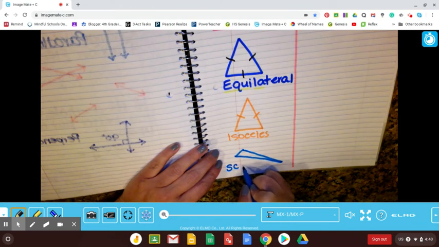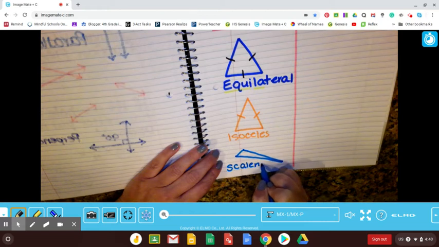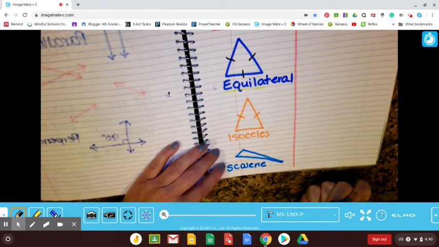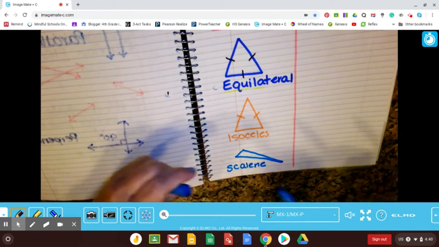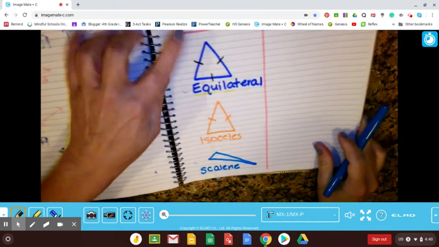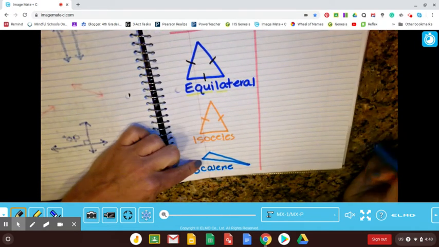The way that I remember it is a scary scalene. There's no sides that are equal. It's all kind of crazy. Okay. So these are the three different types of triangles that we can make and classify according to sides.